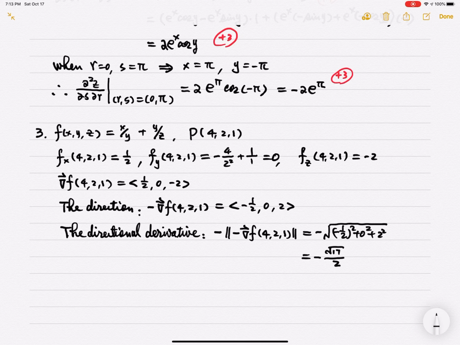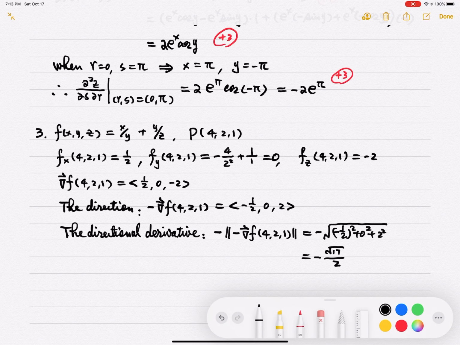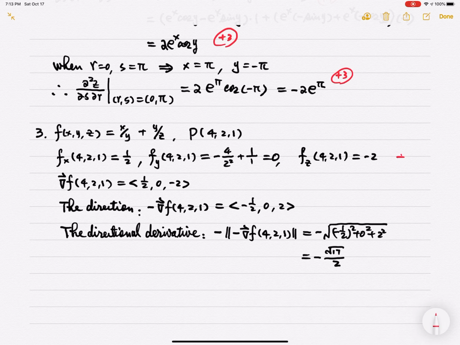So that's the answer. Then I would say this is 14 points again. This one is 6 points, the gradient vector 2 points, and this is 3 points, and this is 3 points. So this is 14 points. Okay, so that's problem number 3.